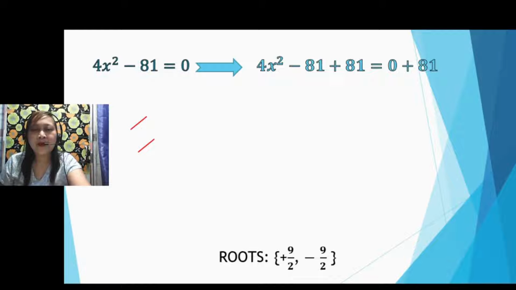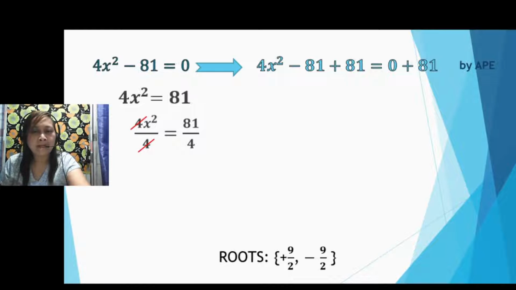So in this problem, we're going to solve 4x squared minus 81 is equal to 0. Same process. We will get the opposite of negative 81 and add to both sides of the equation. So 4x squared minus 81 plus 81 is equal to 0 plus 81. Then what's next? The remaining term is 4x squared is equal to 81.